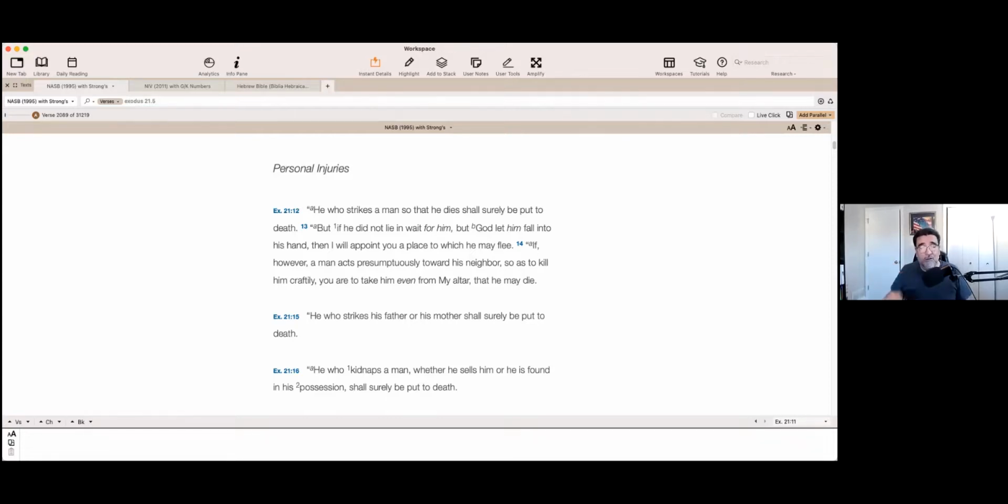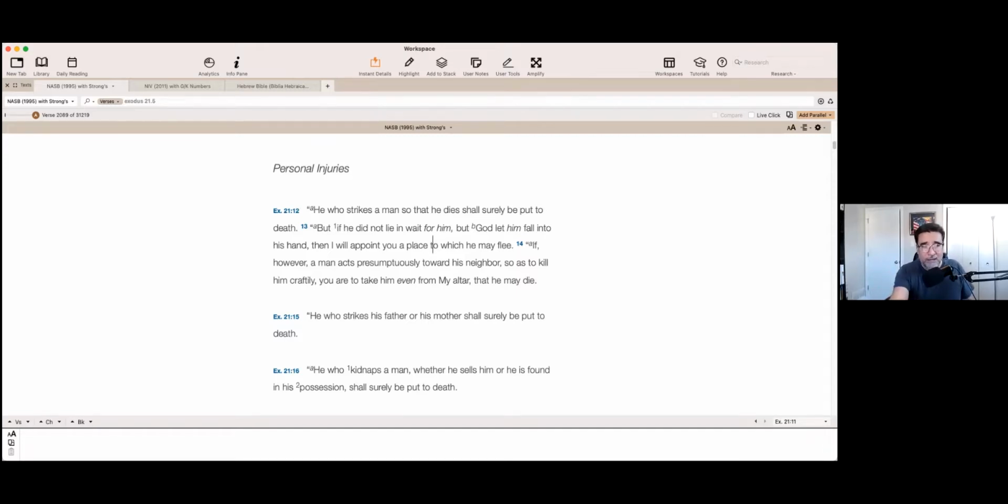But unique to the scriptures, unique to Yahweh, not even on his altar, because that person was presumptuous toward his neighbor. That presumption, to murder a fellow image bearer, merited not even protection on his altar that he may die. So if a man acts presumptuously towards his neighbor, so it's killing craftily, you are to take him even from my altar that he may die.